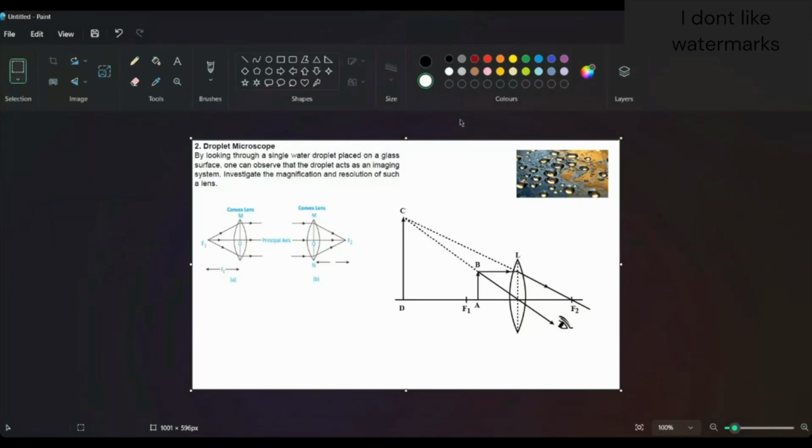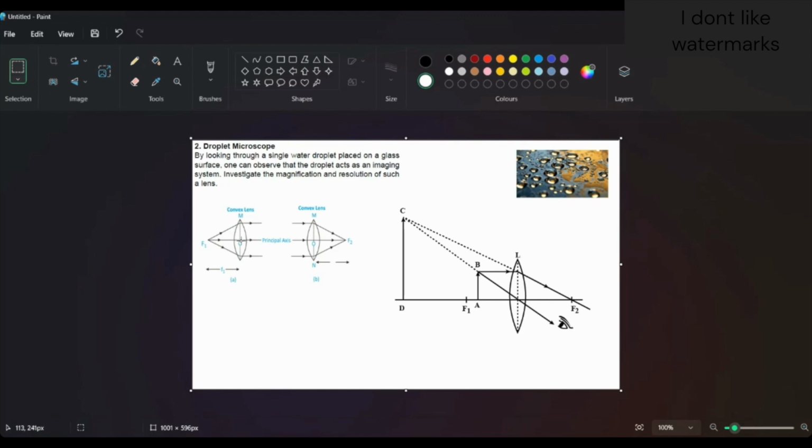We now want to understand why exactly the droplet magnifies the image, or whatever's on the glass surface. To understand that, first we need to understand the two main parts of a convex lens, which are the two focal points, or the foci, however you pronounce that. The first focal point is a point F1 on the principal axis, which is this line that goes to the optical center, O, which is basically the center of the lens.